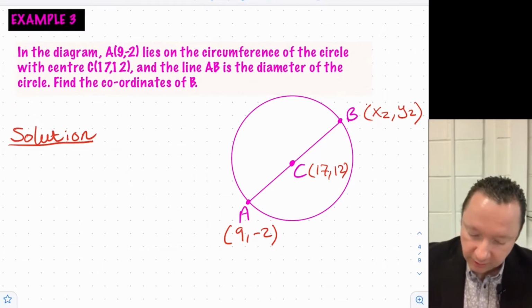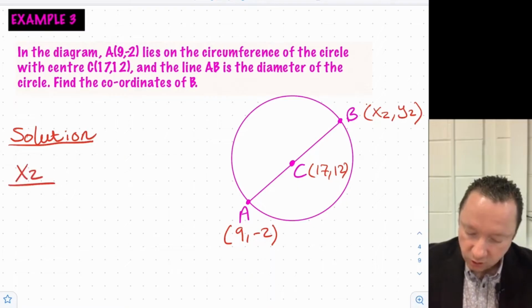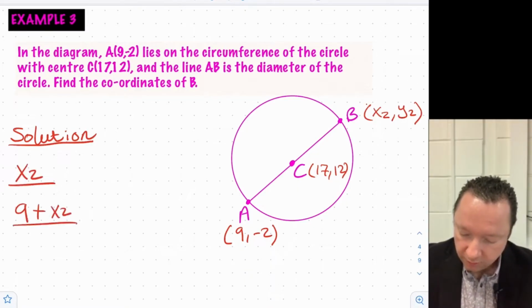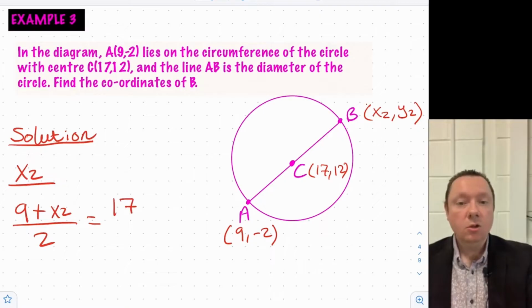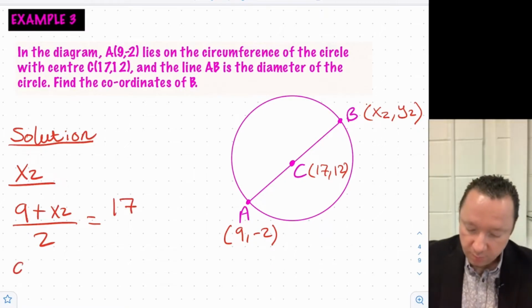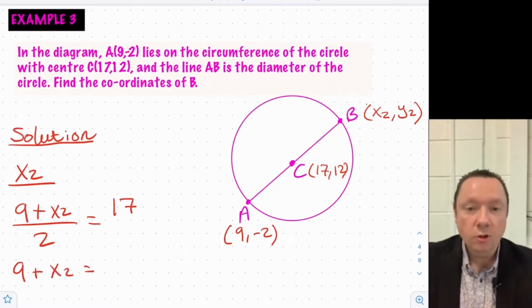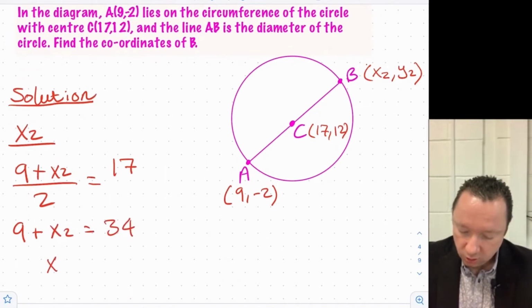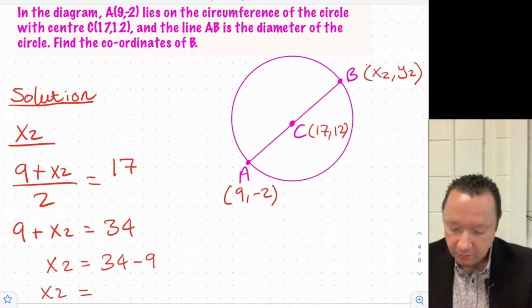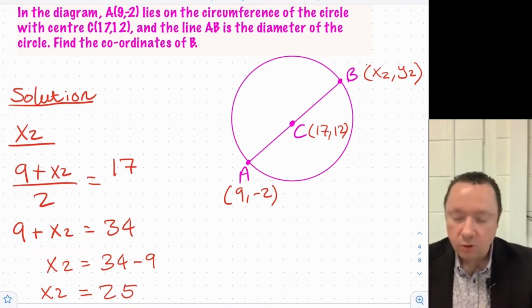So for our x's, to get x2, we'll do (9 + x2) divided by 2 equals the first coordinate of the middle, 17. So we can work backwards, and that means that 9 + x2 must equal 2 times 17, which is 34. So our x2 is 34 minus 9. So our x coordinate is 25. Let's do the same with our y.